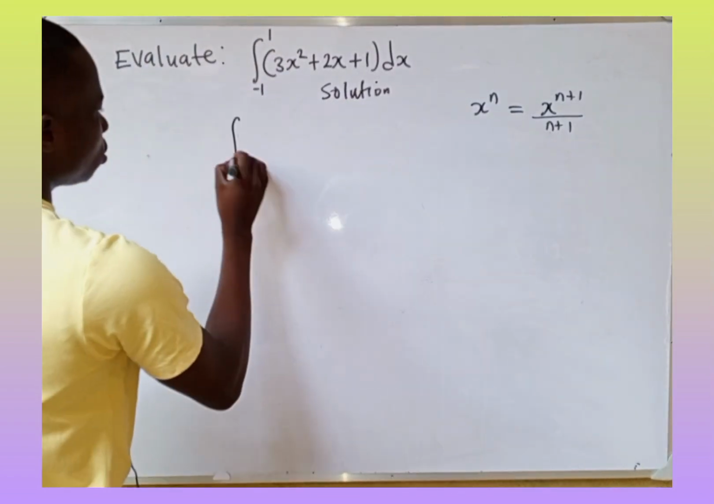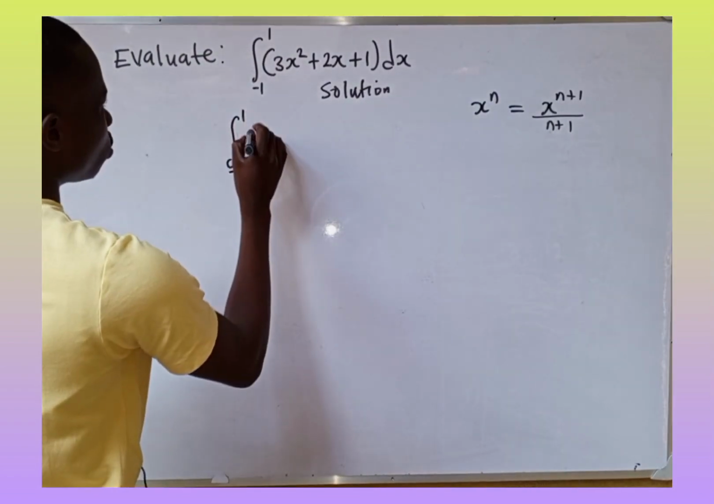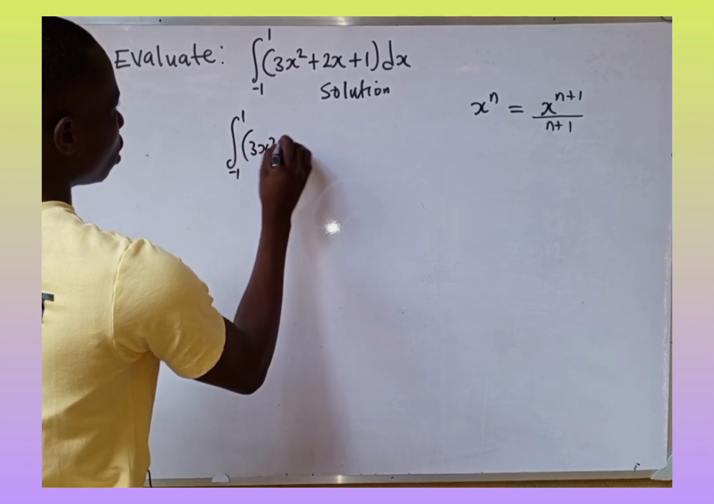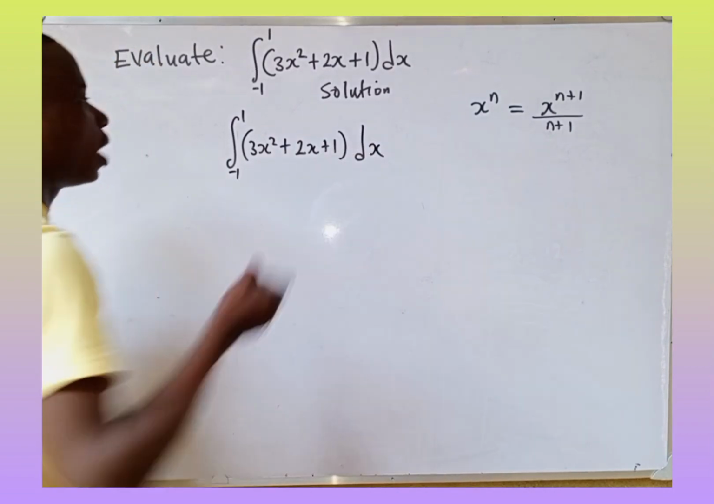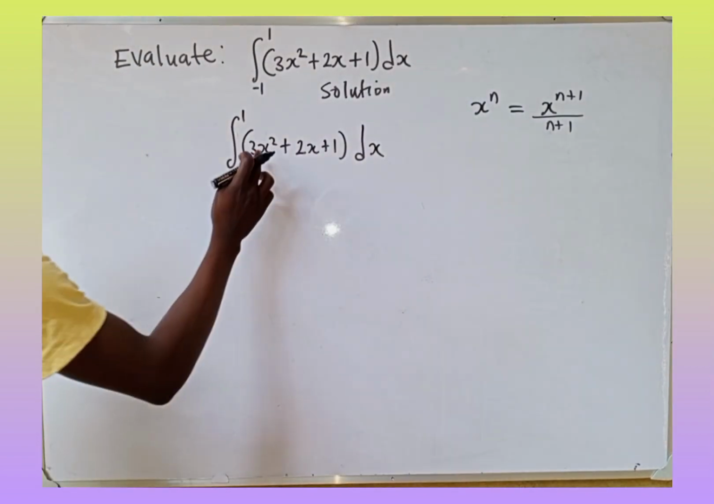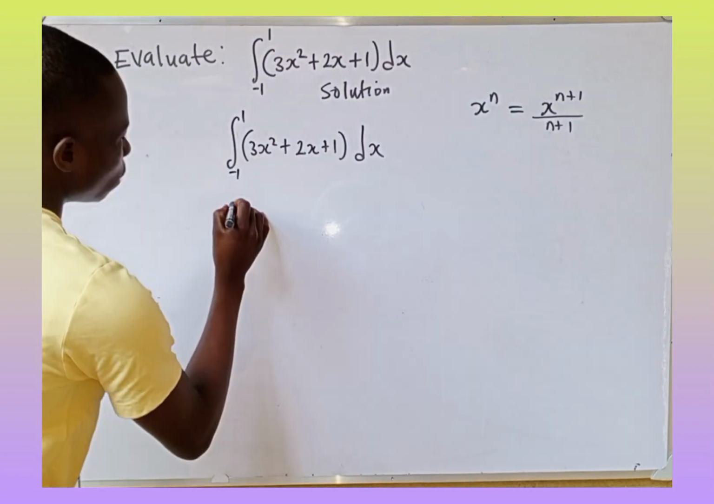So we have the integral, the limit is -1 to +1, of 3x squared plus 2x plus 1. Then we are integrating with respect to x. Now what we are going to do is integrate it separately.